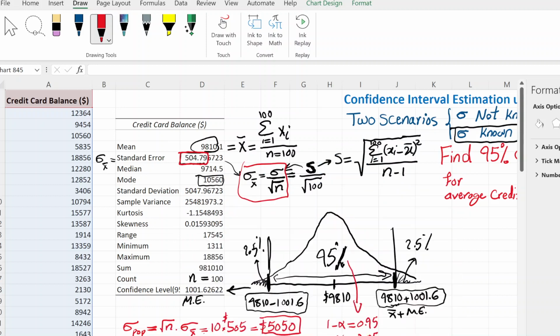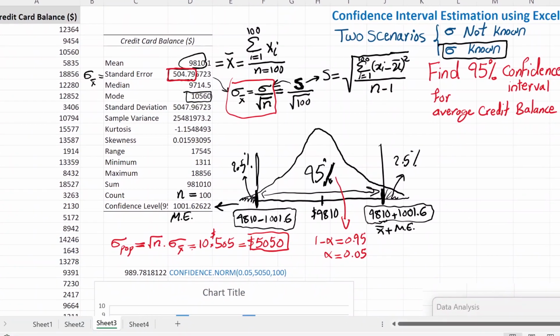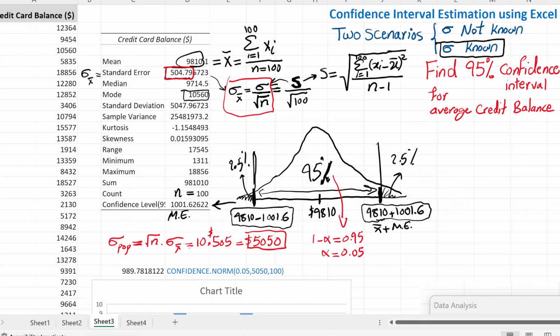Okay, I hope that this example is helpful in illustrating how we can use Excel to find the confidence interval for a given problem, like the credit card balance for companies, using a sample that is given to us. And I have shown how this can be done for two scenarios: sigma not known and sigma known.